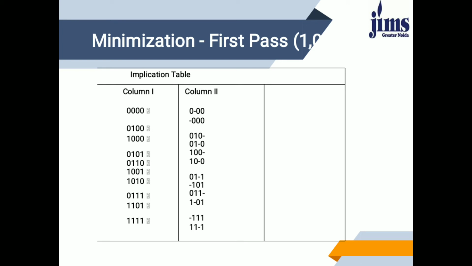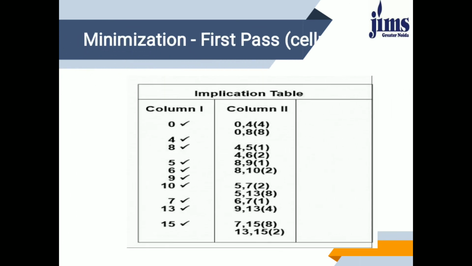Now, if each and every term is comparable with another term, then we will mark a tick. See, here 0 is comparable with 4. That's why we have ticked 0. Now 0 is again comparable with 8, so again a tick is marked with 4 and 8. Now 4 will be compared with 5, 6, 9 and 10. But if we check the comparison, 4 is only comparable with 5 and 6.